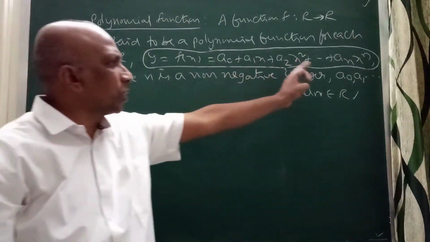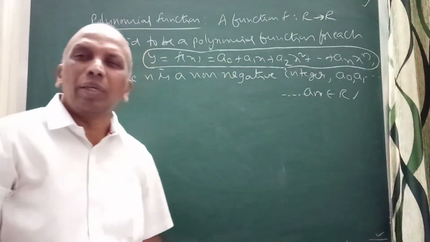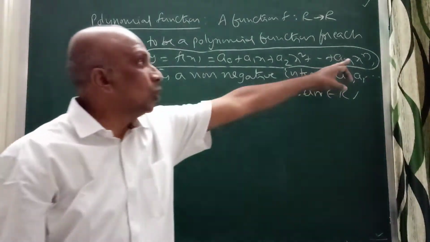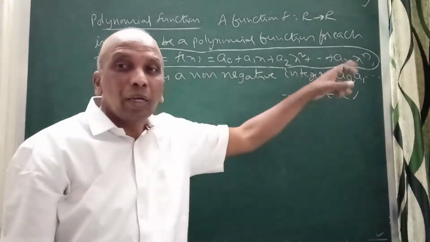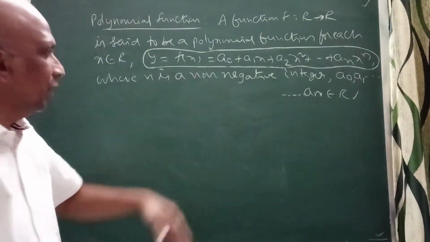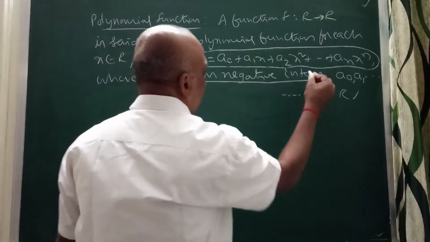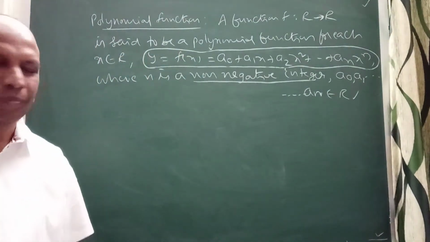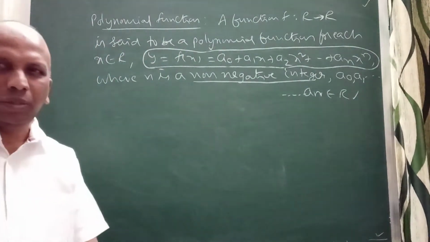a0, a1x, a2x squared and so on, an x power n is an nth degree polynomial. If I am saying nth degree polynomial, the coefficient of x power n, an, should not be equal to 0. Here n is a non-negative integer, it should not be negative, it can be either 0 or positive. Then again it is a polynomial function.